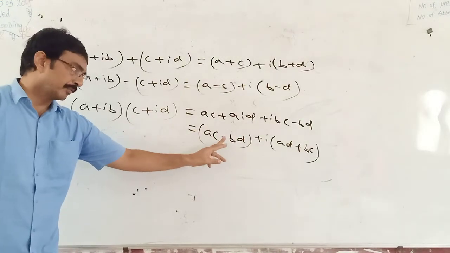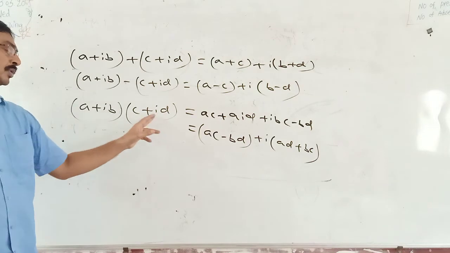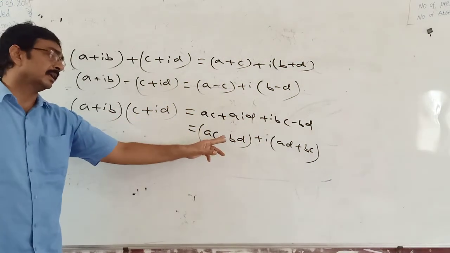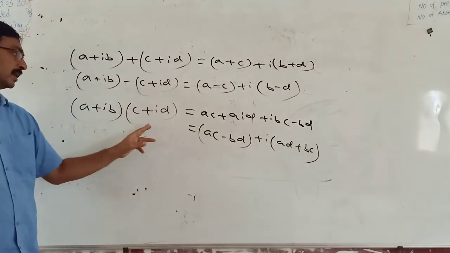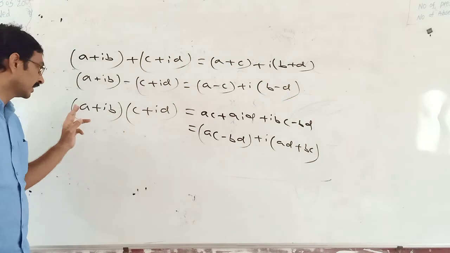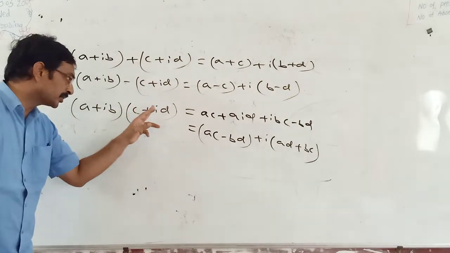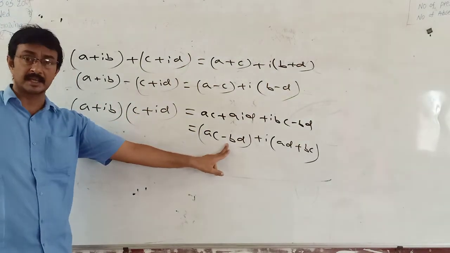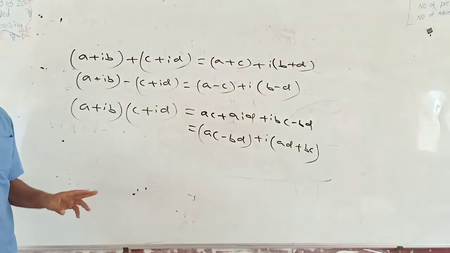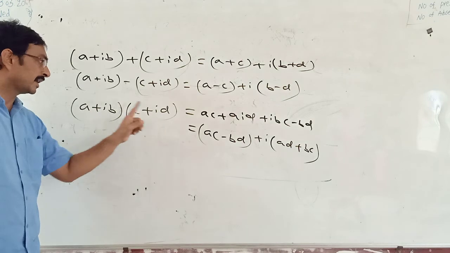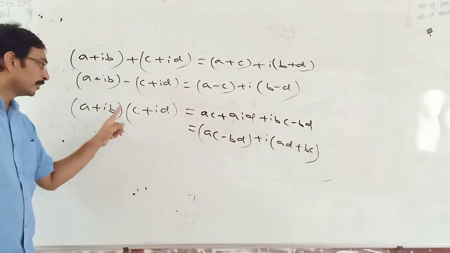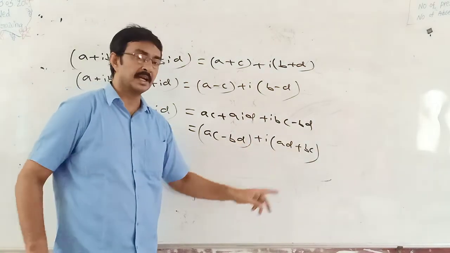Real part of the product of two complex numbers: to obtain it, multiply real and real, imaginary and imaginary. ac plus ib into id is minus bd, that is the real part. To obtain the imaginary part of the product of complex numbers, multiply real and imaginary, imaginary and real. Thus ad, bc. The coefficient of i is ad plus bc.